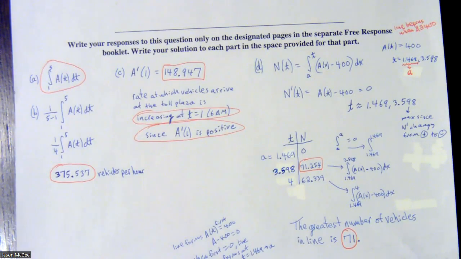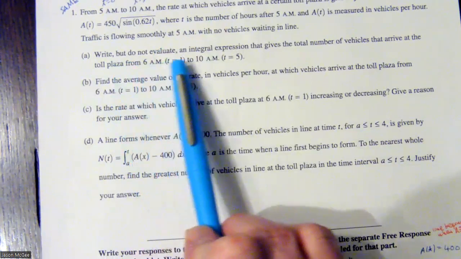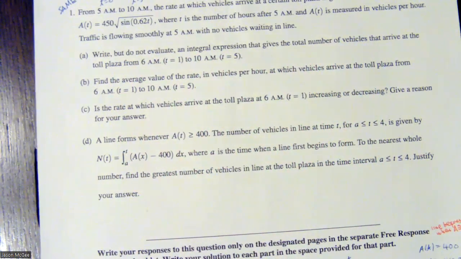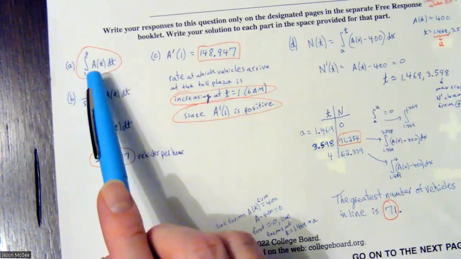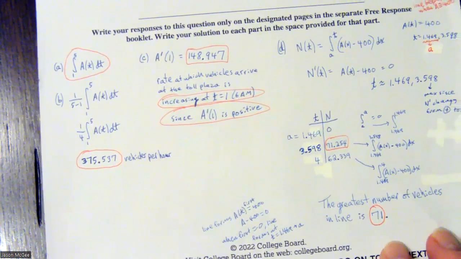We have this vehicle arriving at a toll plaza problem. Could be some cars, some trucks, maybe some Denali SUVs or something like that. But the main equation they give us here, this A of t, is the rate at which the vehicles arrive. So when part A says write an integral expression that gives the total number of vehicles that arrive, we know the integral is an accumulator that will add that up for us. So between t equals 1 and t equals 5, just integrate that A of t.